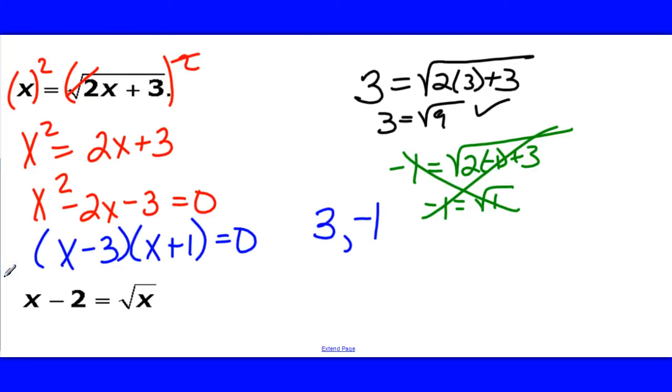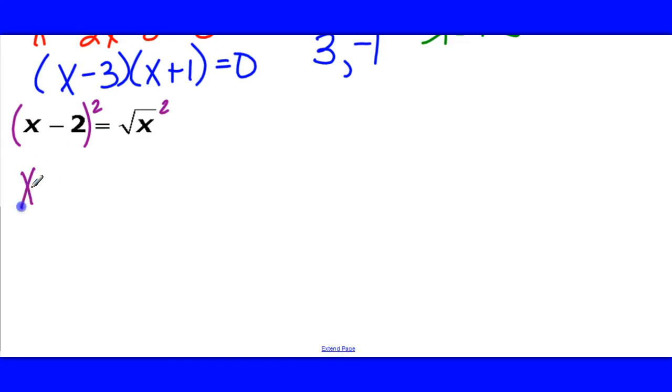All right, let's try another one. In this case, I've isolated the radical, but I'm going to square both sides. Well, when I square this side, I'm squaring a binomial. Okay, so I have to use FOIL. So this side's going to give me x squared minus 4x plus 4 is equal to, the square root and the square cancel out, that gives me an x.